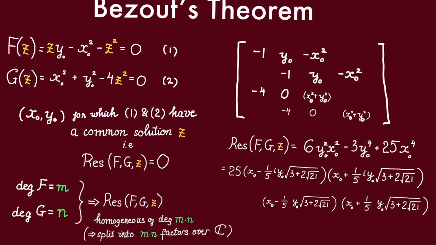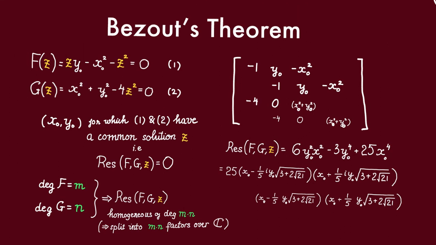And using exactly the same argument, it's not hard to see that in general, if degree of f is m and degree of g is n, then the resultant of f and g is going to be homogeneous of degree m times n. In particular, it's gonna split into m times n factors over the complex numbers. So here you might be quick to say, okay, it's split into mn factors, so that means the 2 curves have mn intersection points. But we have to be careful.